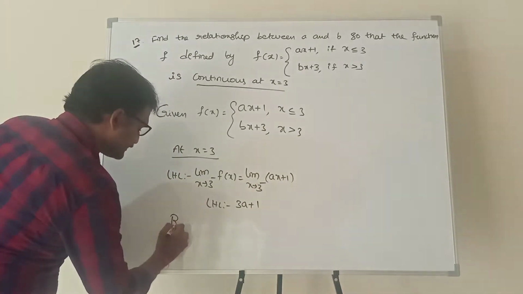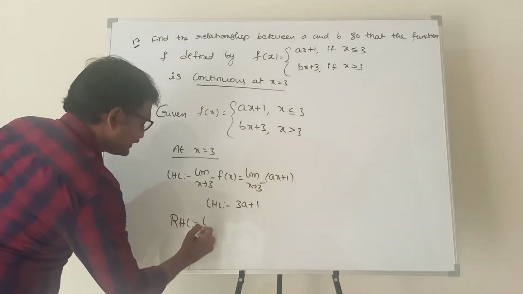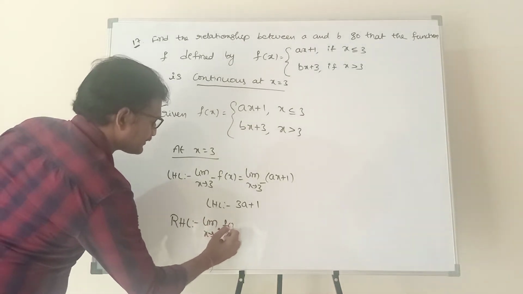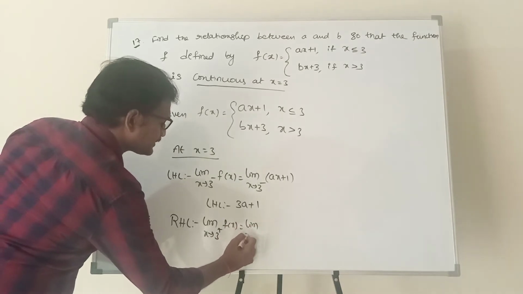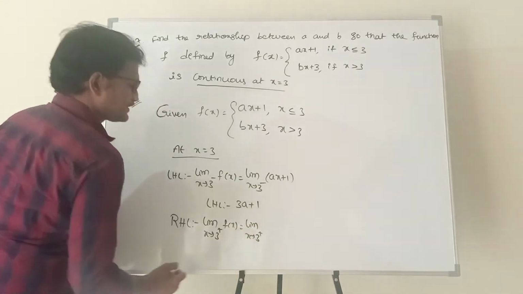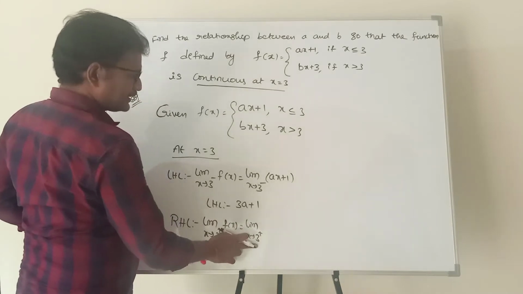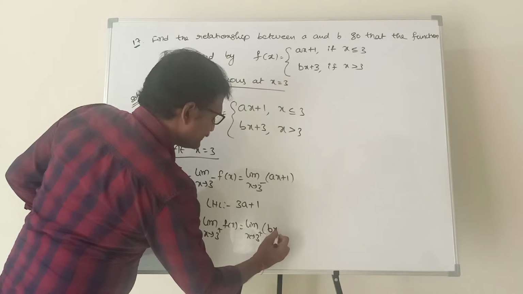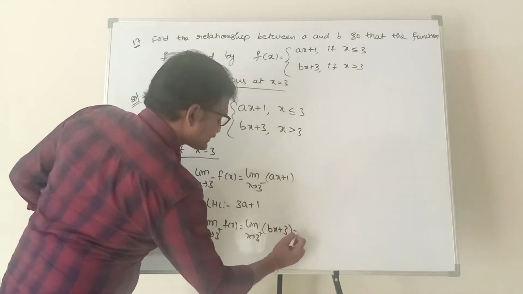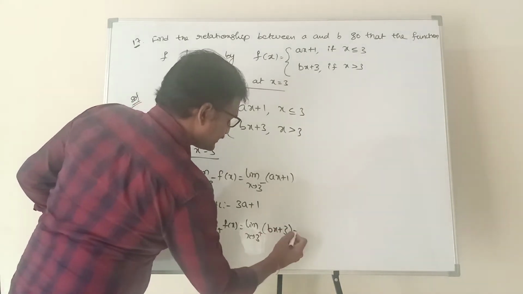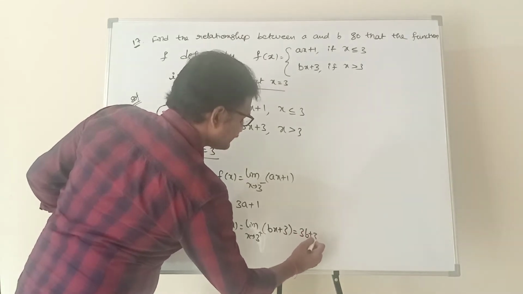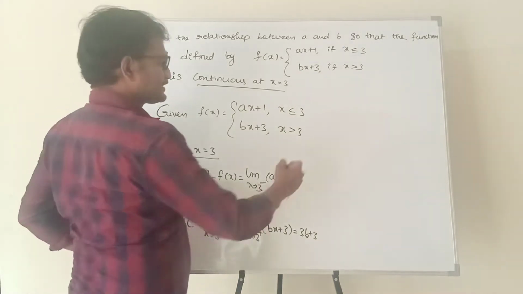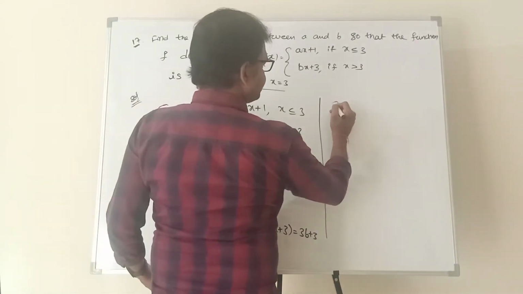Similarly, find the right hand limit. The right hand limit is limit x tends to 3 plus f of x. x tends to 3 plus means greater than 3. If x is greater than 3, the function value is bx plus 3. So x value is 3, 3 into b, 3b plus 3. This is the right hand limit, 3b plus 3. The left hand limit value is 3a plus 1.